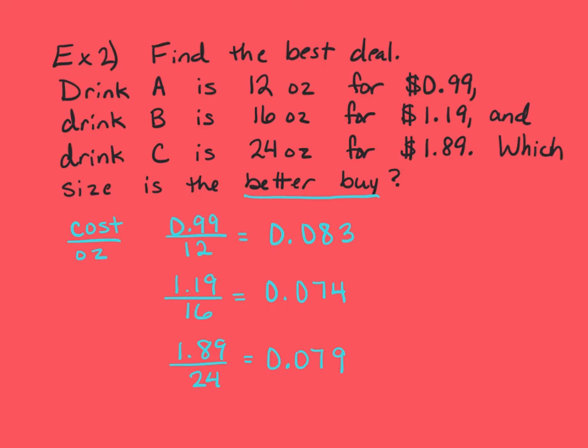And the better buy would be the one that costs the least per ounce. That would be this one. It's the least amount. And so drink B is the better buy.